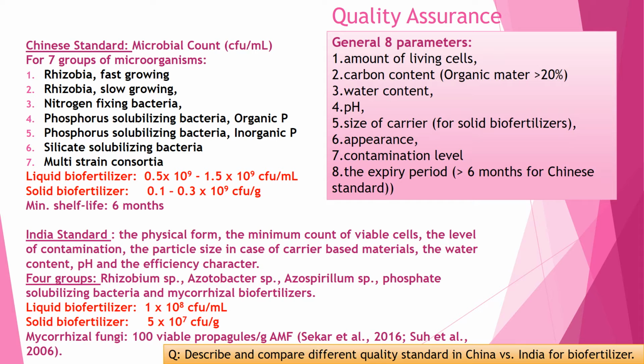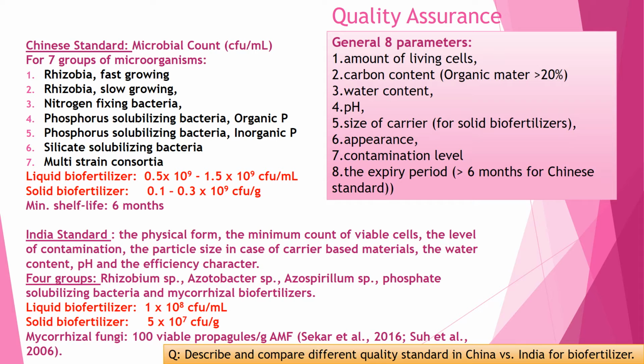And also the efficiency characteristic, which is this one. Colony count is the efficiency characteristic. And in the Indian standard, they also specify, if you want to call it a biofertilizer or microbial inoculant, these are the ones that have been patented: Rhizobium species, Azotobacter, Azospirillum, phosphate solubilizing bacteria. These are the 4 groups, and they must follow this characteristic.